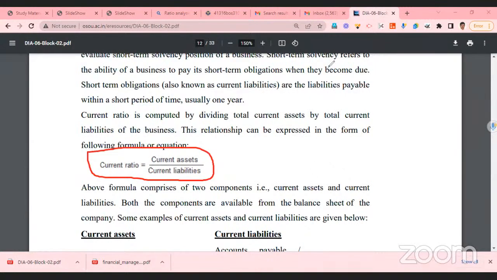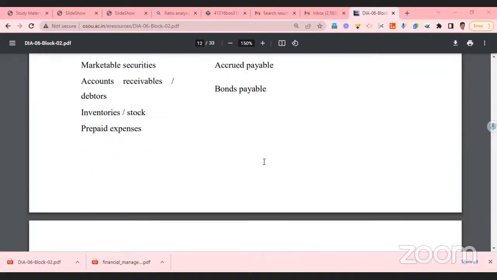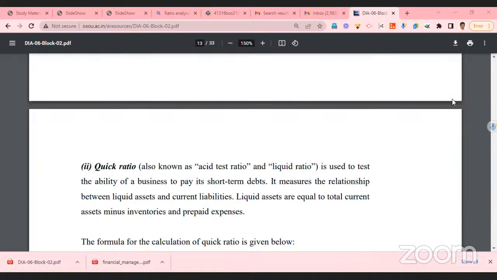So first, what are the current assets? I already explained. The current assets are cash, marketable securities or short-term investments, accounts receivable, nothing but bills receivable, sundry debtors, inventories, stock, and prepaid expenses. And on the liabilities side: accounts payable, sundry creditors, accrual payable, bonds payable.